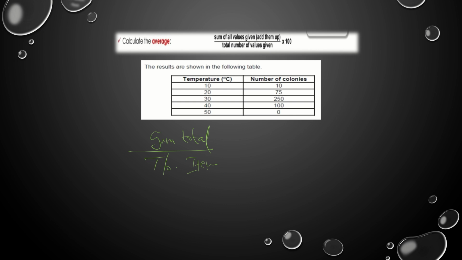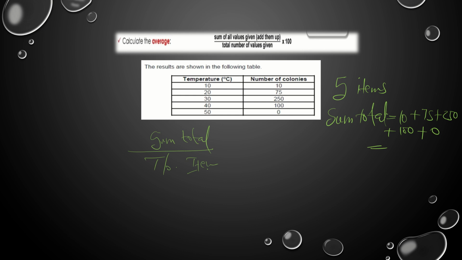And by this, what do we mean? How many items are there? 1, 2, 3, 4, 5. So we've got 5 items. Right? Then what is the sum? Sum total. This is what I call it. We've done it before. 10 plus 75 plus 250 plus 100 plus the 0.